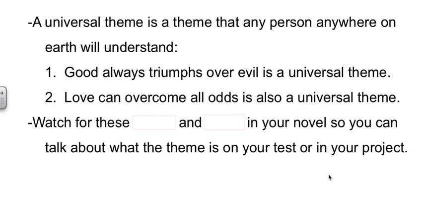Another universal theme is love can overcome all odds, and that we see in things like Romeo and Juliet, West Side Story, pick your romance movie. You've got that same theme everywhere. You want to watch out for these events and these words in your novel so you can talk about what the theme is on your test or in your project. Obviously, theme is the big reason that we read the book, so it's probably pretty important that you understand what the author was trying to tell you.